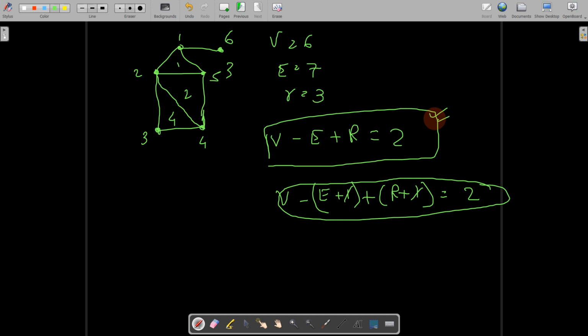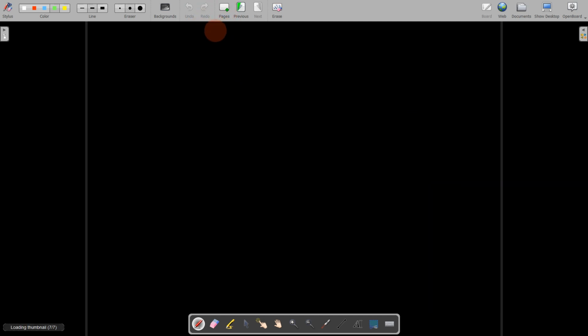Okay, but this is not sufficient. We will see an example of two famous non-planar graphs, K33 and K5, for which Euler's formula is also true. It will come out to be 2, but still they are non-planar. For that we will see another inequality.